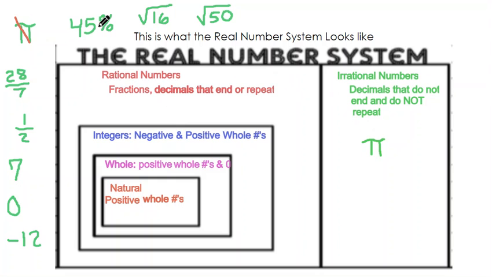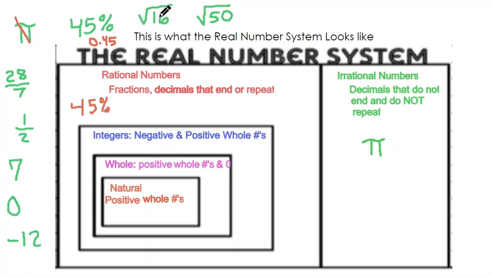All right, let's see here, 45%. If I change that to a decimal, I can do 45% divided by 100, and that will give me 0.45. Well, that is a decimal that ends, right? So that means that 45% is a rational number.